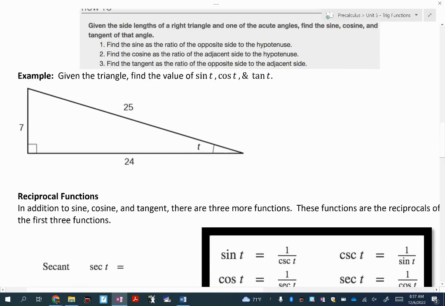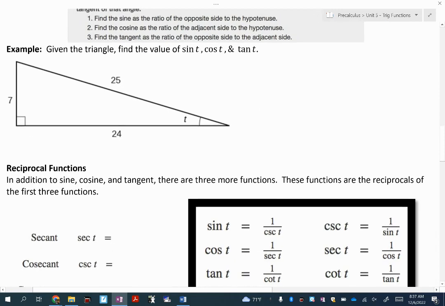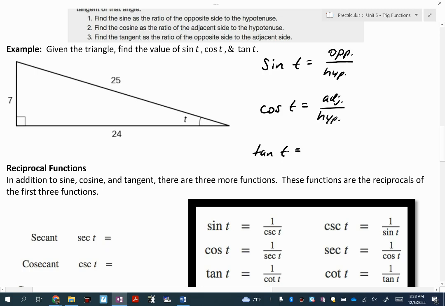Use that to find sine, cosine, and tangent of this angle t. So I'll write down sine of angle t, cosine, and tangent of angle t. So sine in SOHCAHTOA is opposite over hypotenuse. Cosine is adjacent over hypotenuse. And tangent is opposite over adjacent.